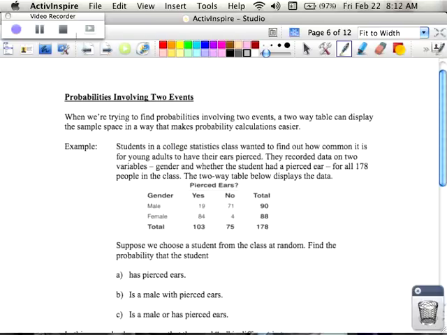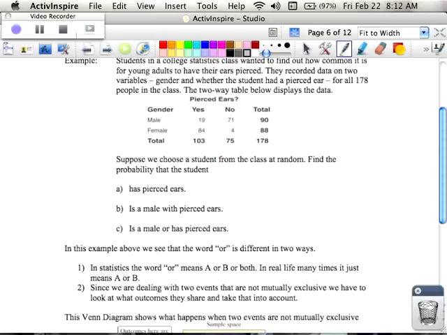And so suppose that we choose a student at random from the group, the 178 students. What's the likelihood that this happens? So we look for the pierced ears, and so when we look for the probability of the pierced ears, we'd say the probability of pierced ears is equal to, and we know that the total sample space is however many students were surveyed, so that's 178 for the total. And then we look for all the ones that were pierced. So all the pierced, male and female combined, were 103. So our probability is 103 out of 178.